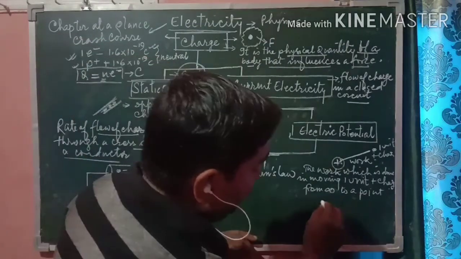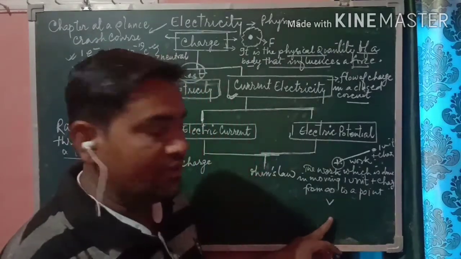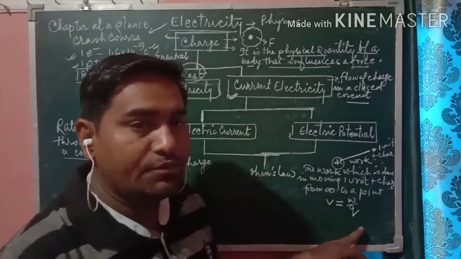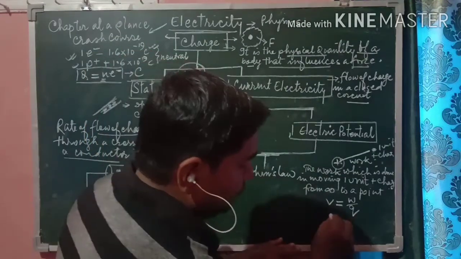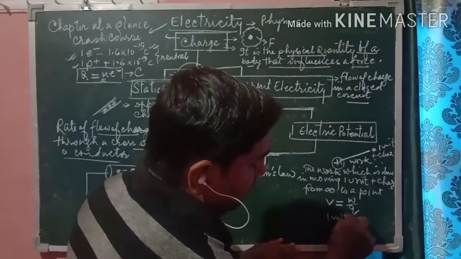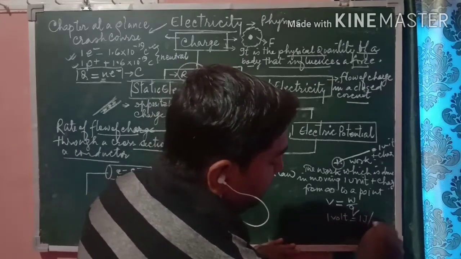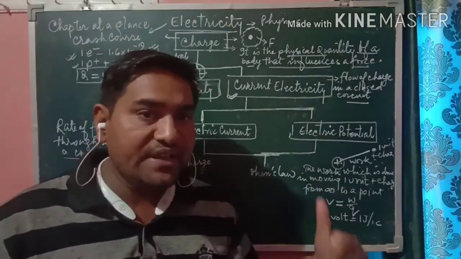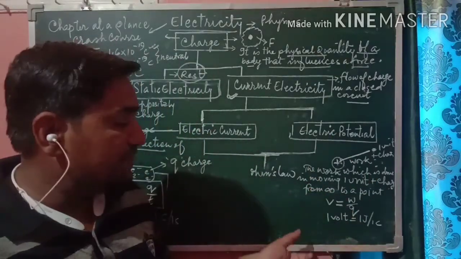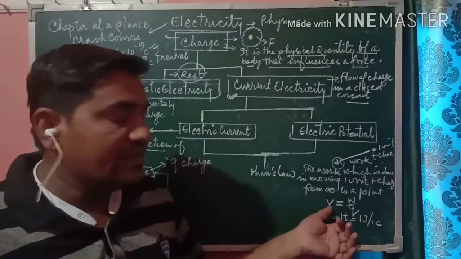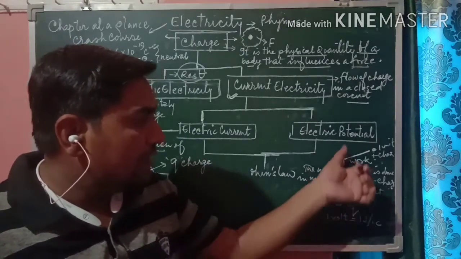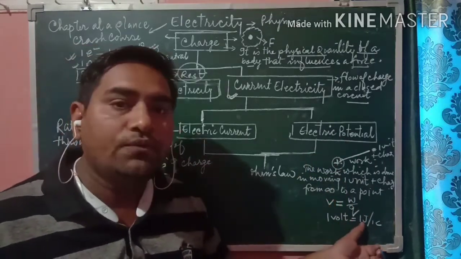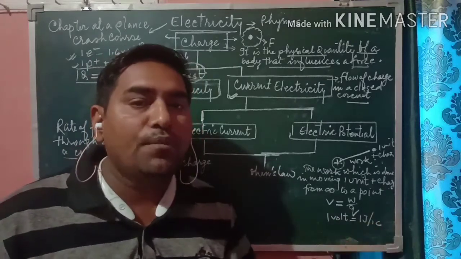Electric potential is measured in volt. So volt equals W by Q, work by charge. So 1 volt is equal to 1 joule per 1 coulomb. Define 1 volt of electric potential. That has already come in the examination: what is 1 volt potential difference. Electric potential is said to be 1 volt if 1 joule of work is done in moving 1 coulomb of charge.